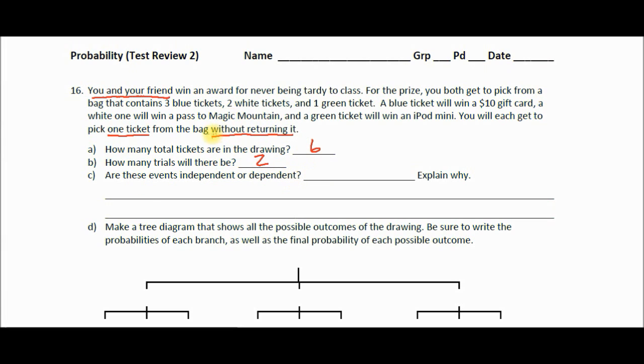Are these independent or dependent events? We've already figured that out, class. If you're taking a ticket from the bag, whichever one of you picks a ticket first, you're not putting it back. That means the probability of the second trial or event is changing. So these are dependent events, and you can decide on your own how to describe that. How do you know they're dependent? Based on what we just saw in the question.